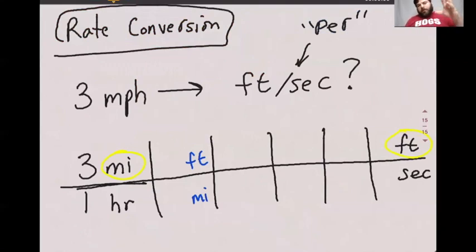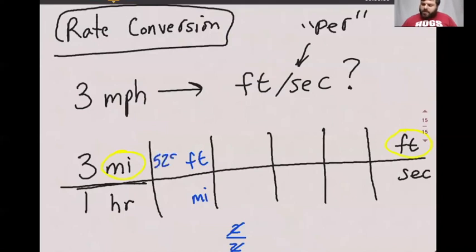Now, how do you know whether to put feet on top or miles on top? Well, just like a fraction, if I had 2 divided by 2, you see how I can cancel those 2's? If the same thing is on top of a fraction as is on the bottom of a fraction, you can cancel. So because I have miles on top, I want to put miles on bottom so that I can cancel. Okay, so then you put in the numbers.